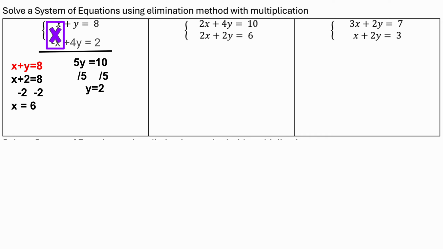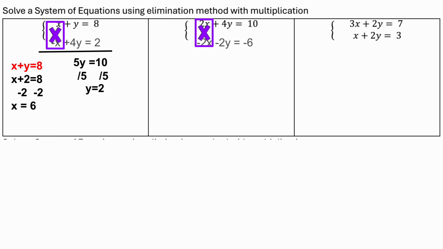Okay, next, our middle equation. We have 2x plus 4y equals 10. 2x plus 2y equals 6. I can see that I have a same. And since I have a same and no opposite, I need to create my opposite. I'm just going to change the sign of this bottom 2x to -2x so that it cancels out. So if I change the sign of one, I have to change the sign of all of them. So we're going to make it -2x, -2y, and -6. And here's my opposite. I can eliminate it.